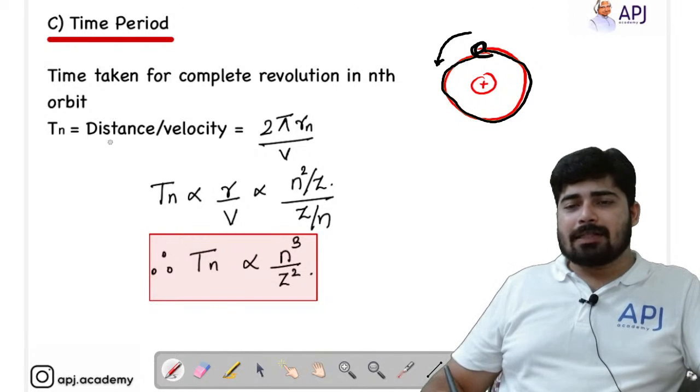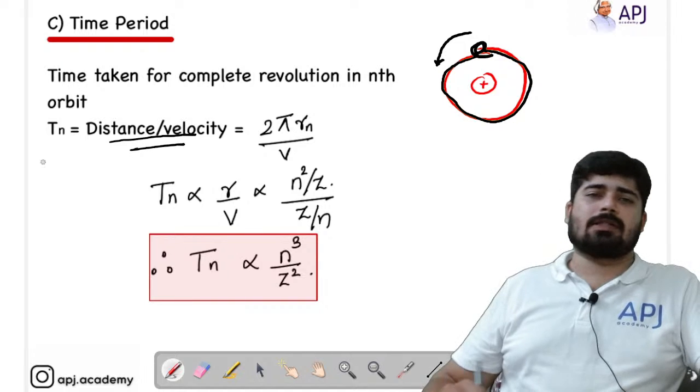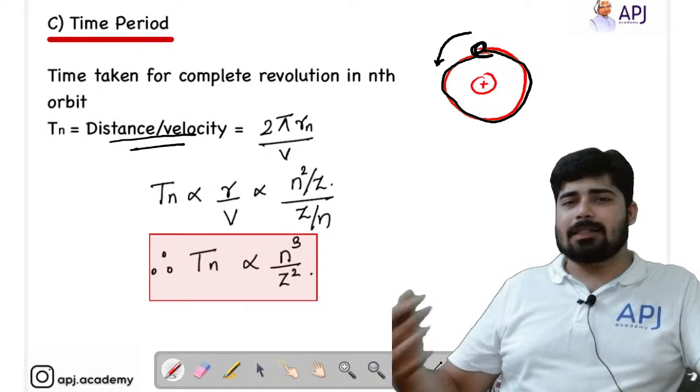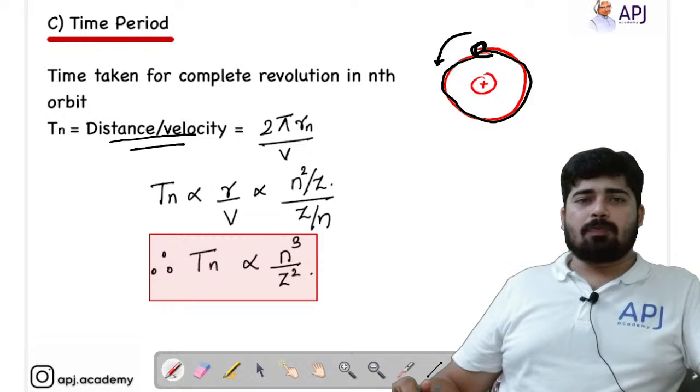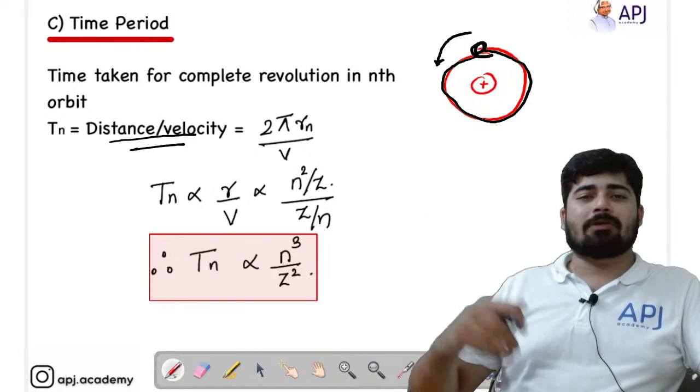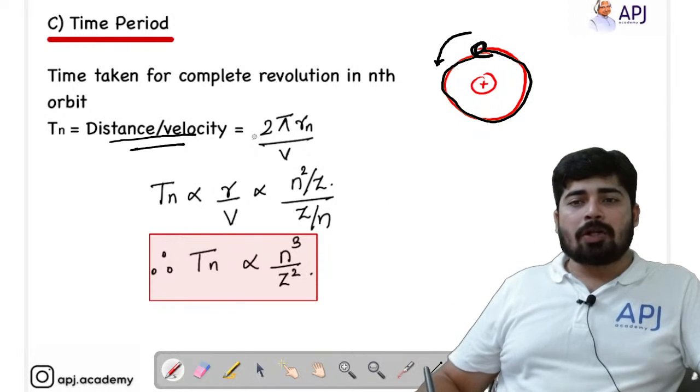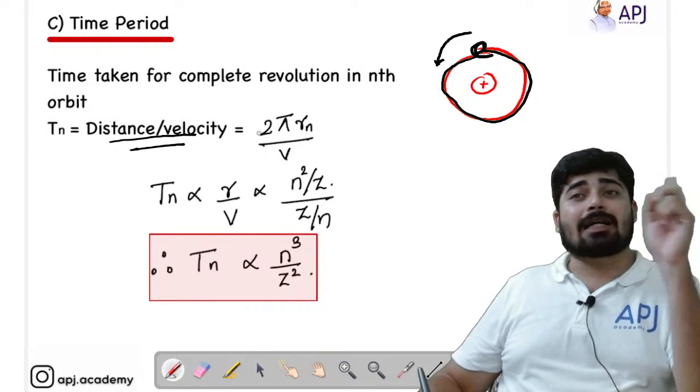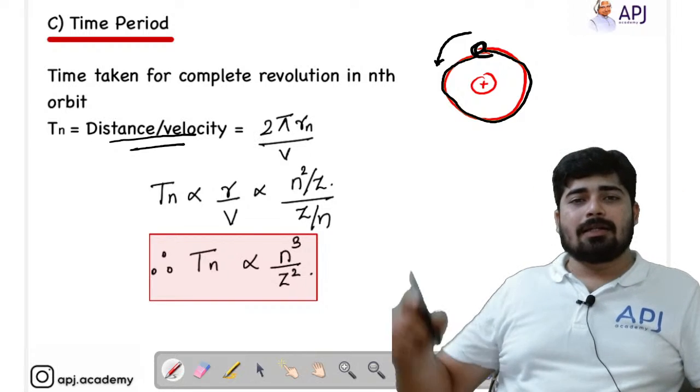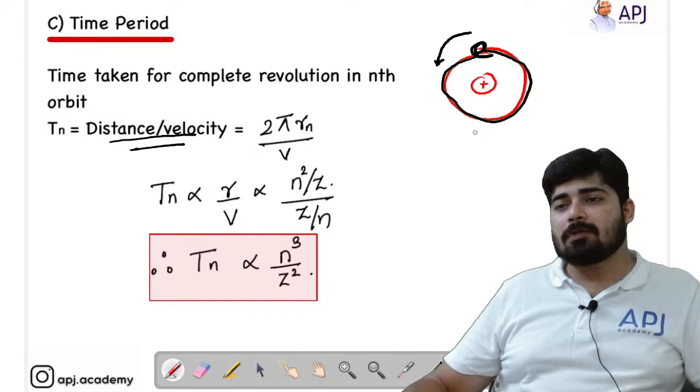So time period is equal to distance by velocity. We know that speed equals distance by time, so time is equal to distance by speed. So what do you mean by the distance? Distance is the circumference of the orbit, right? What is the formula of circumference? Circumference is equal to 2 pi r.